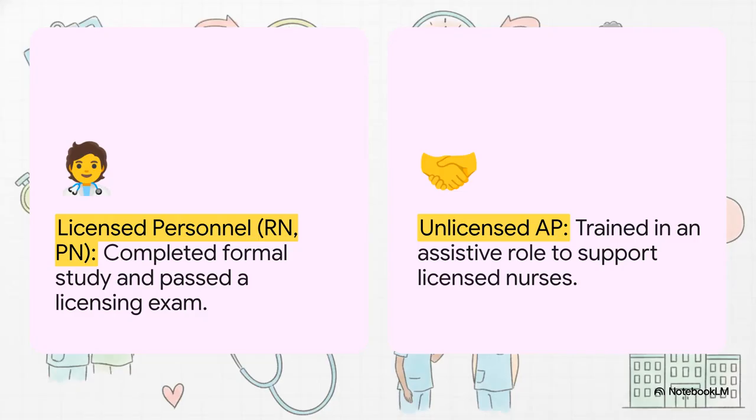So who exactly are we talking about on the team? Well, you've got your licensed folks, other RNs and PNs, and you have your unlicensed assistive personnel, or UAP. The big difference? Licensed personnel went through a formal program, passed a huge exam, and have a legally defined scope of practice. As the RN, you're at the top of this pyramid. You can delegate to pretty much everyone below you. Understanding that flow is absolutely crucial.